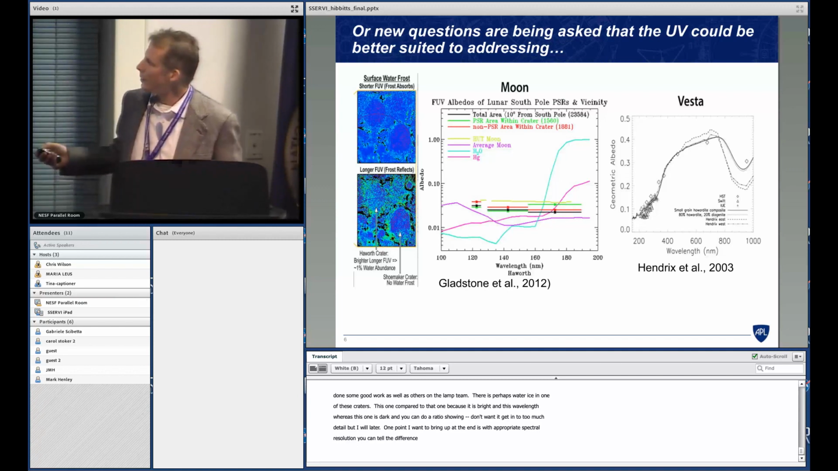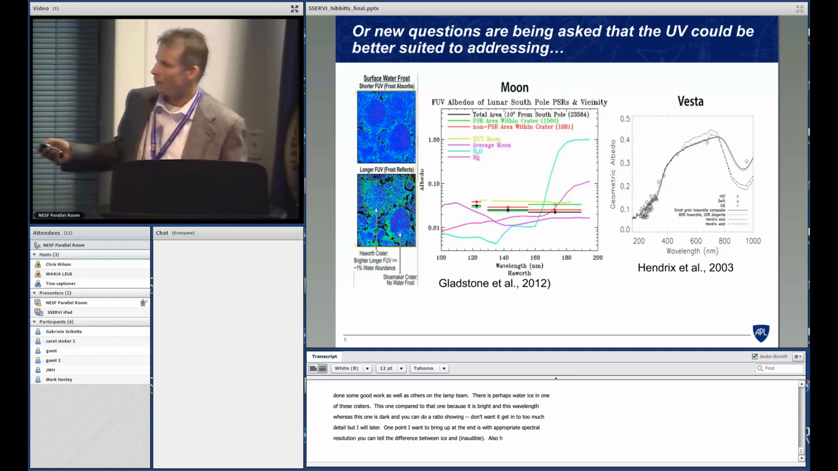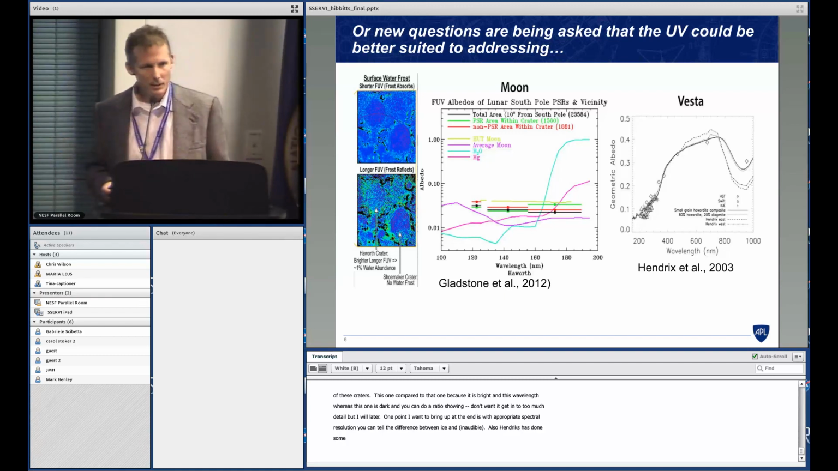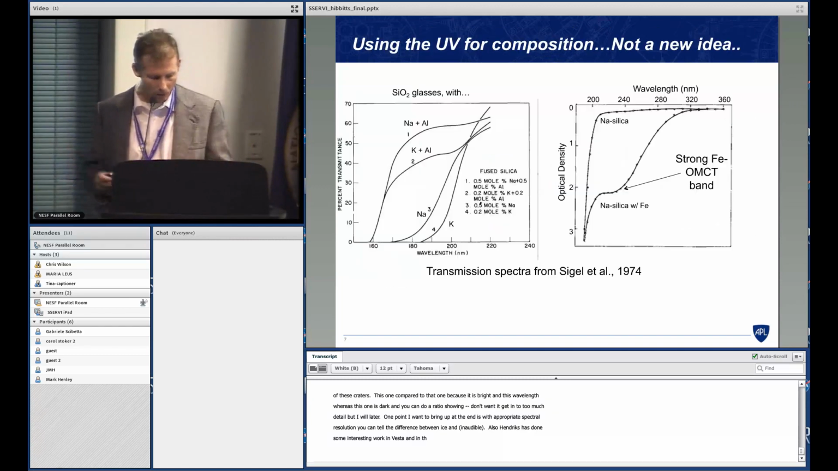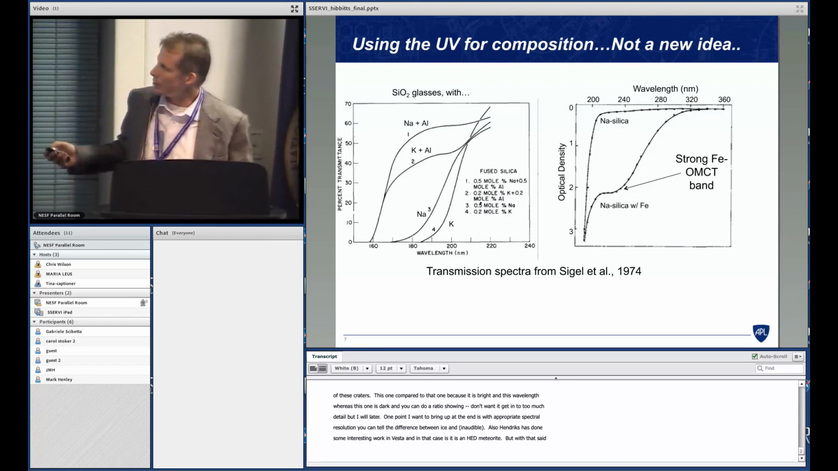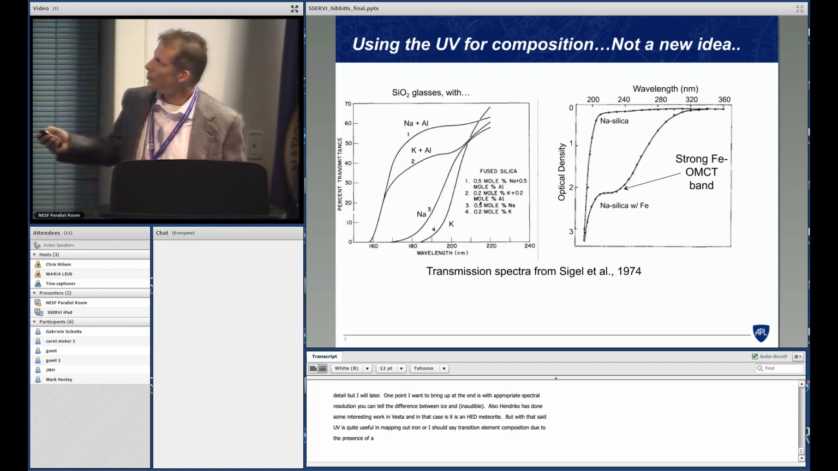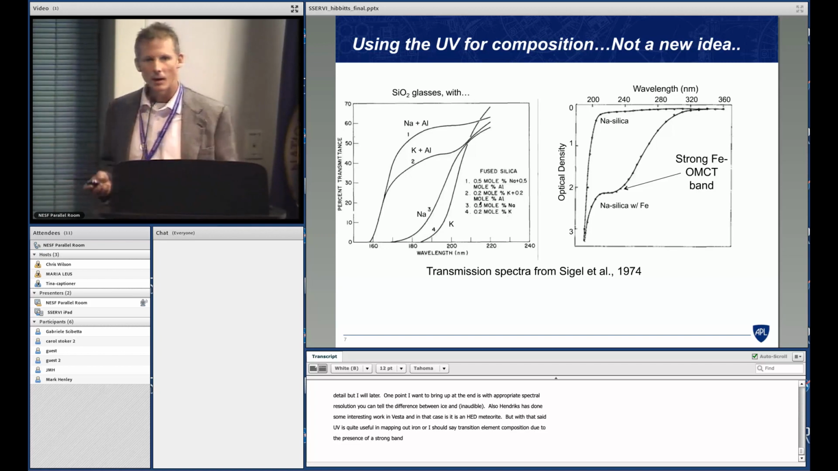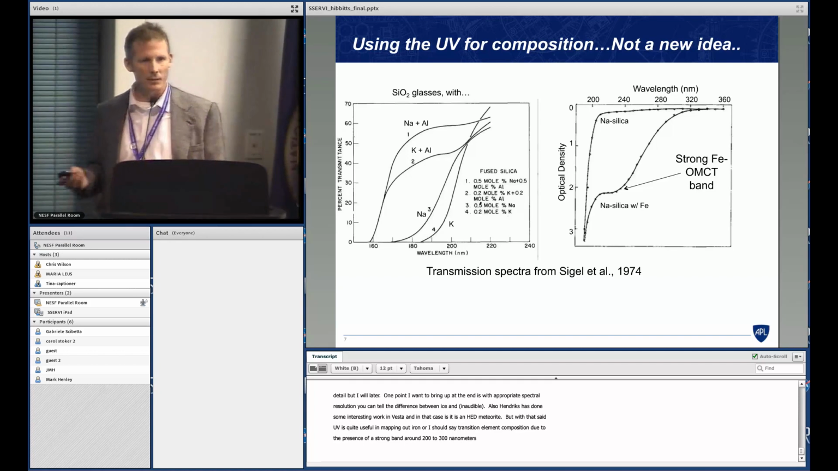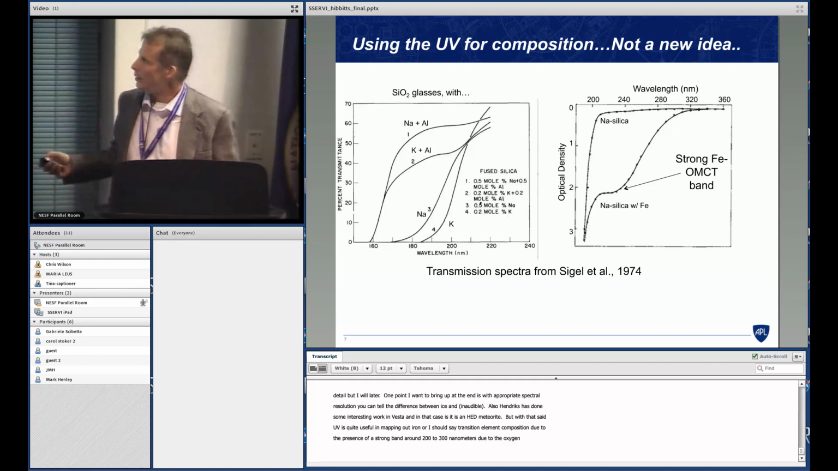Also, Amanda Hendricks has done some interesting work on Vesta, although in that case it's a HED meteorite, and its composition is well resolved by near-infrared spectroscopy. But with that said, the UV is quite useful in mapping out iron, or I should say transition element composition, due to the presence of a strong band around 200 to 300 nanometers due to the oxygen-metal charge transfer, actually any ligand-to-metal charge transfer in the mineral.